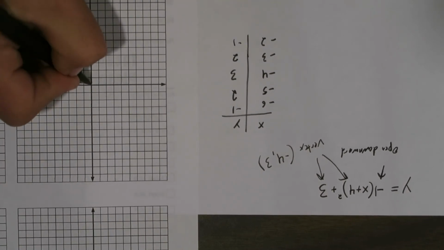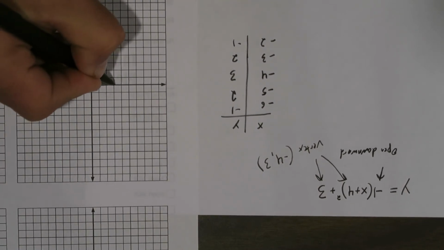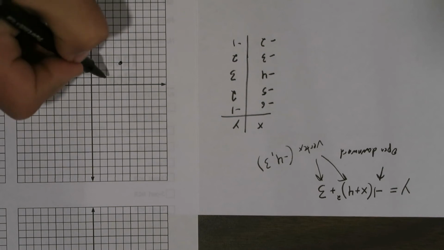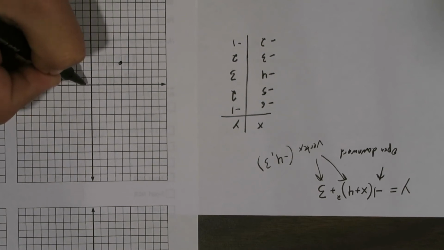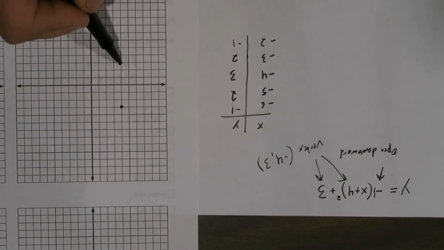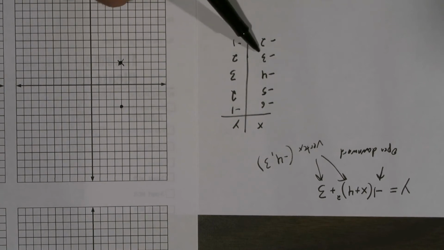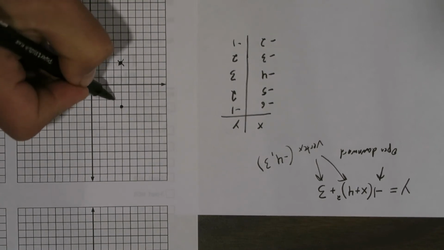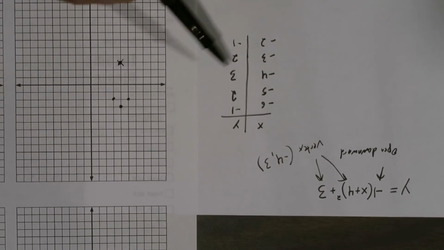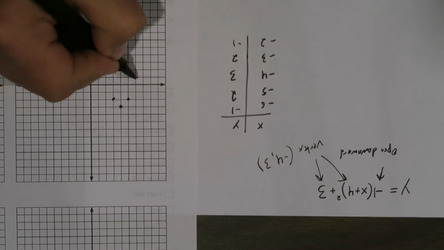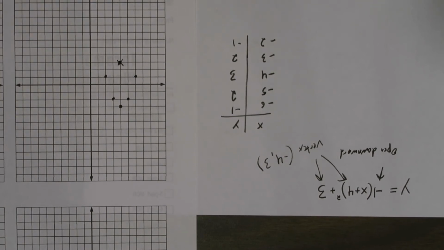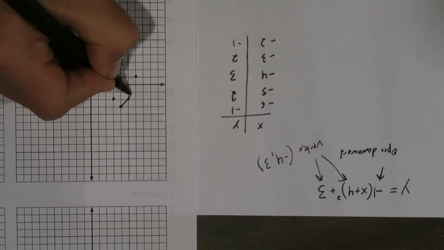Our vertex is at -4, 3. 1, 2, 3, 4, 3. -3, 2 is another point. Oh, I'm sorry. -4, 3 would be way up here, because that's not a -3. So that's the wrong point. -3, 2. 1, 2, 3, 2. -5, 2 is right here. Then we have -6, -1. It's way down here. And -2, -1. It's down here.